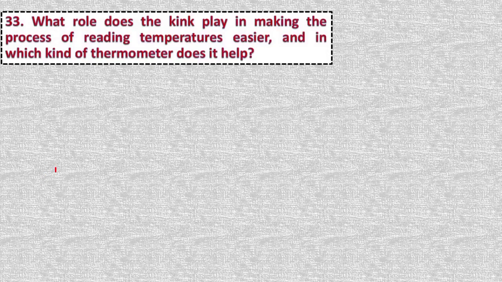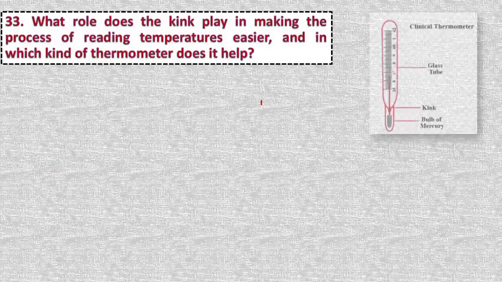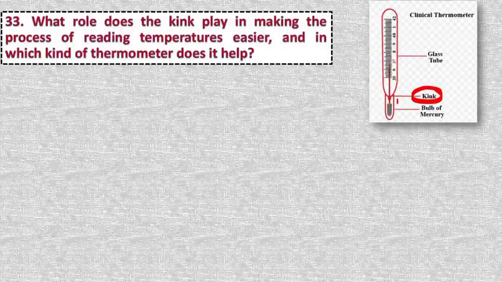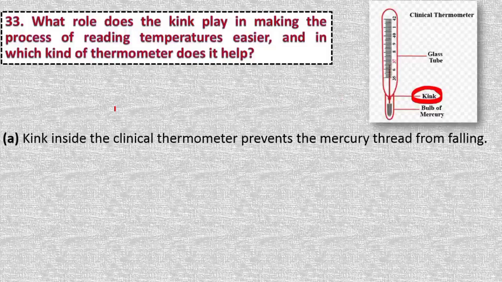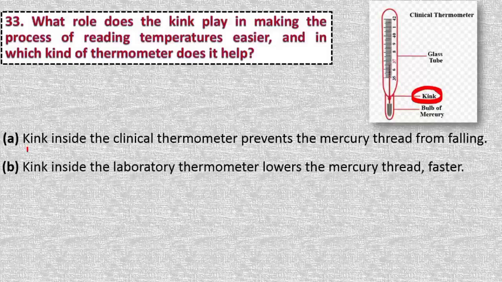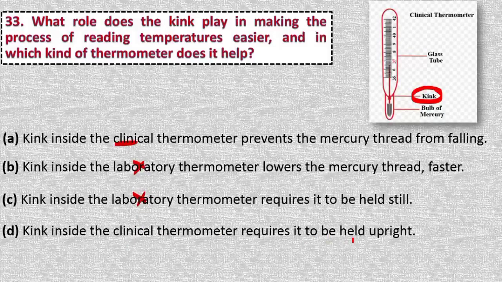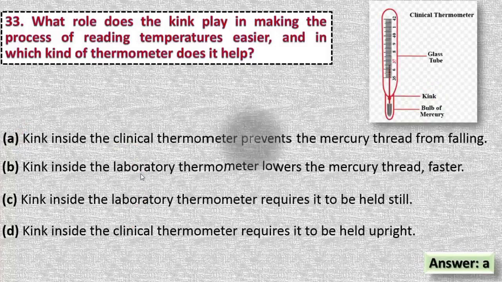What role does the kink play in making the process of reading temperature easier, and in which kind of thermometer does it help? This kink is mainly used in the clinical thermometer and it will not allow the mercury to fall on its own. The kink inside the clinical thermometer prevents the mercury thread from falling. That is the correct answer, because in the laboratory thermometer we don't use a kink, therefore the mercury level falls automatically. The correct answer for this question is option A. Look at the next question.